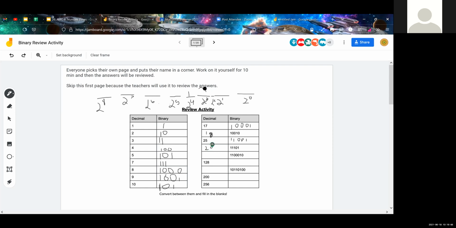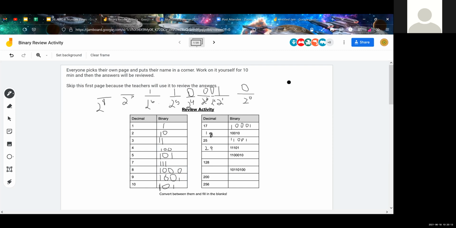Oh, this one's a big one. 1, 1, 0, 0, 0, 1, 0. Okay, that's 64 plus 32 plus 2. Yeah, so that's going to be 98.